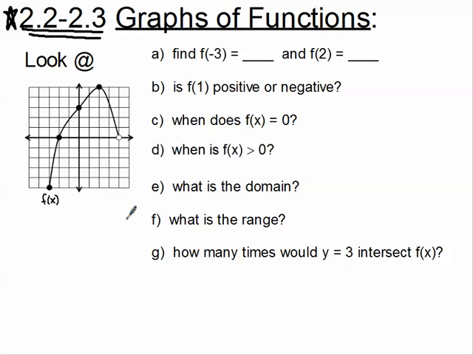It says to find f of negative 3. This symbol is function notation, basically replacing x with a negative 3. So basically, I want to know what is f of x when x is negative 3. So x is negative 3, so I'm going to the x-axis to negative 3. And where is my function when x is negative 3? Oh, it's down here, right here. So what is that function value? It's right here, negative 5.